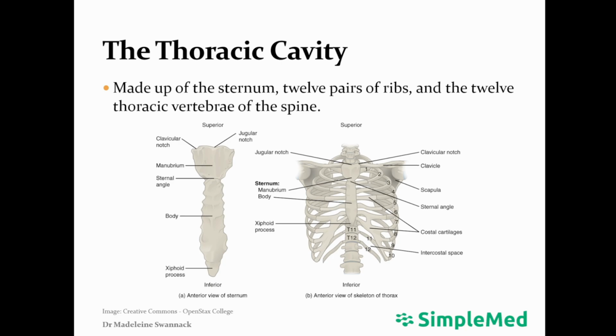The bony thorax is composed of the sternum, 12 pairs of ribs, and the 12 thoracic vertebrae of the spine. The lungs are ventilated by the bony thorax, the intercostal muscles, and the diaphragm functioning together. The first 7 ribs are attached to the sternum through the costal cartilage, whilst the 8th, 9th, and 10th ribs are attached to the costal cartilage of the 7th rib. The 11th and 12th ribs terminate in the abdominal musculature.